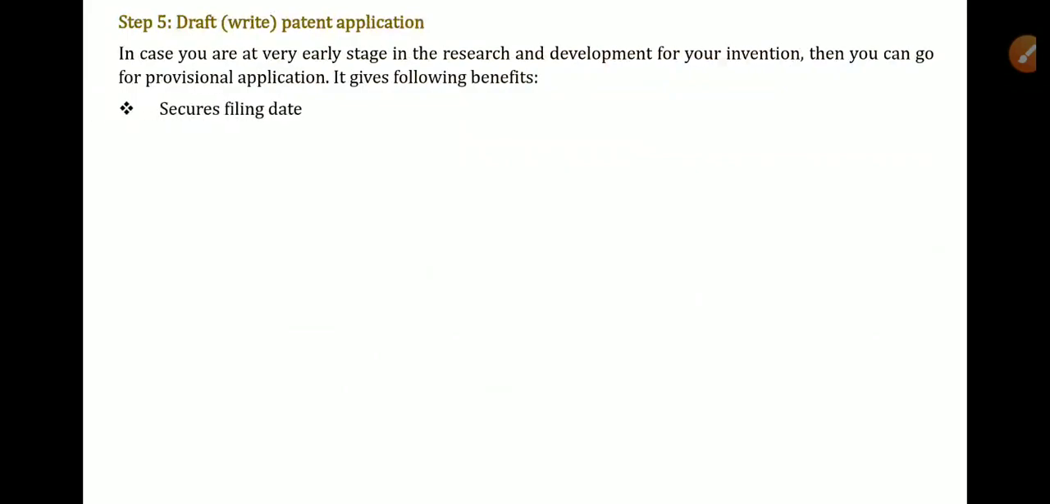It secures the filing date, so it saves your time and gives you a filing date. And next, 12 months of time to file the complete specification. A 12 month time period will be provided if you apply for a provisional application of patent. 12 months to file a complete specification about your invention.